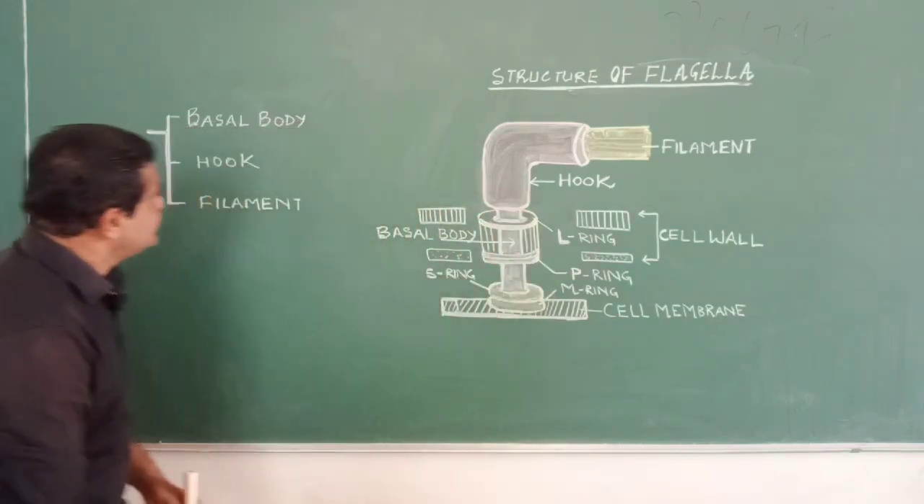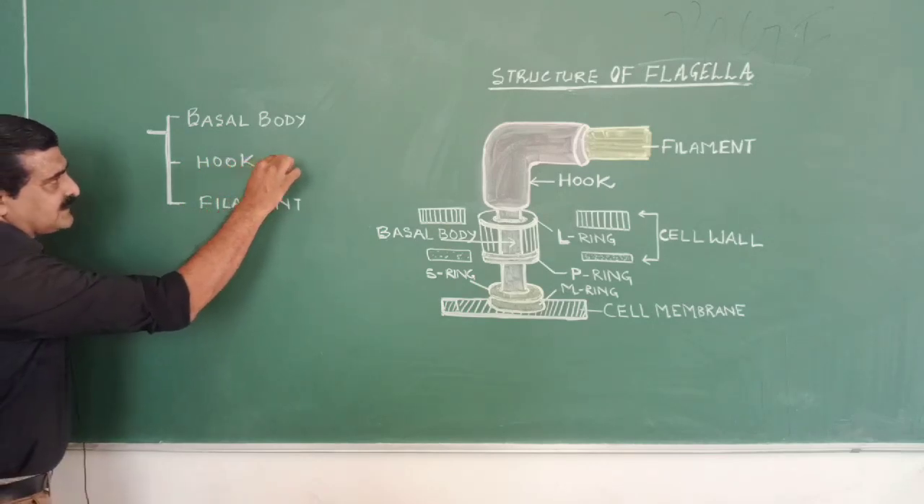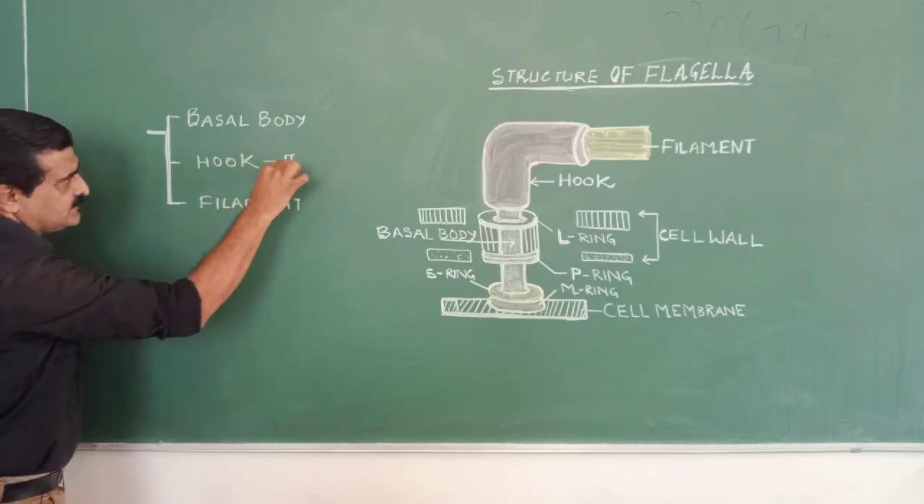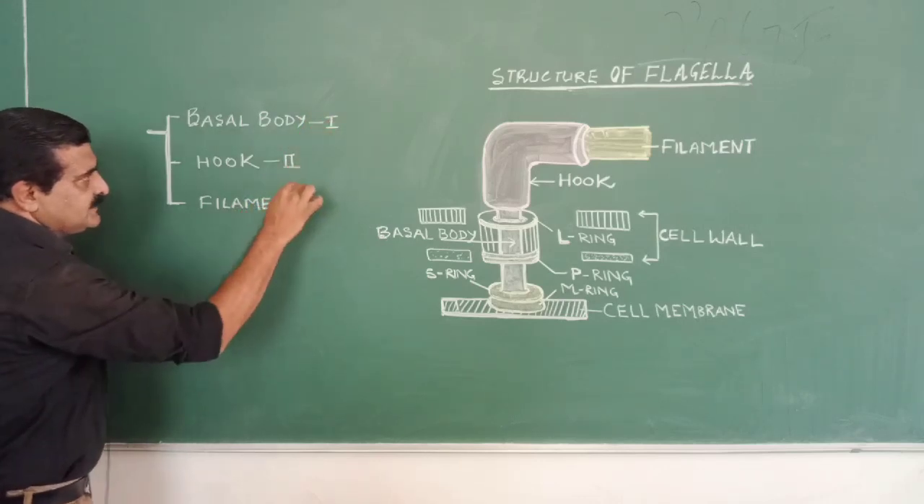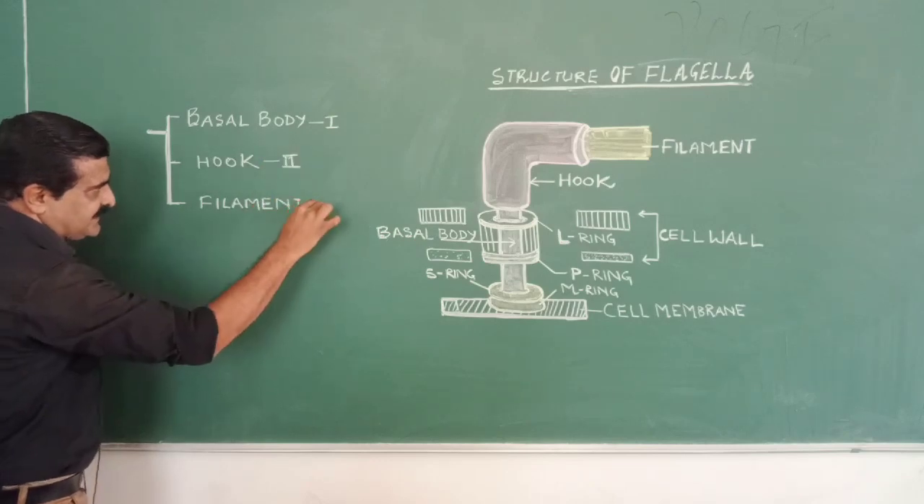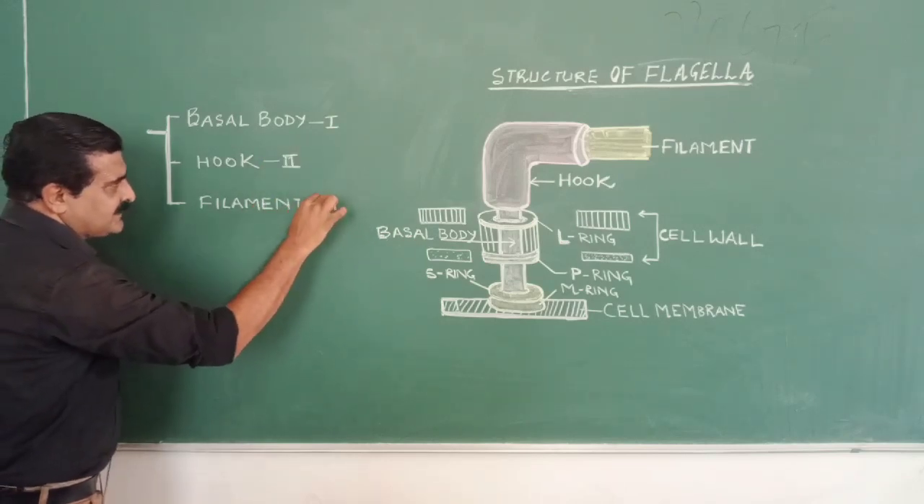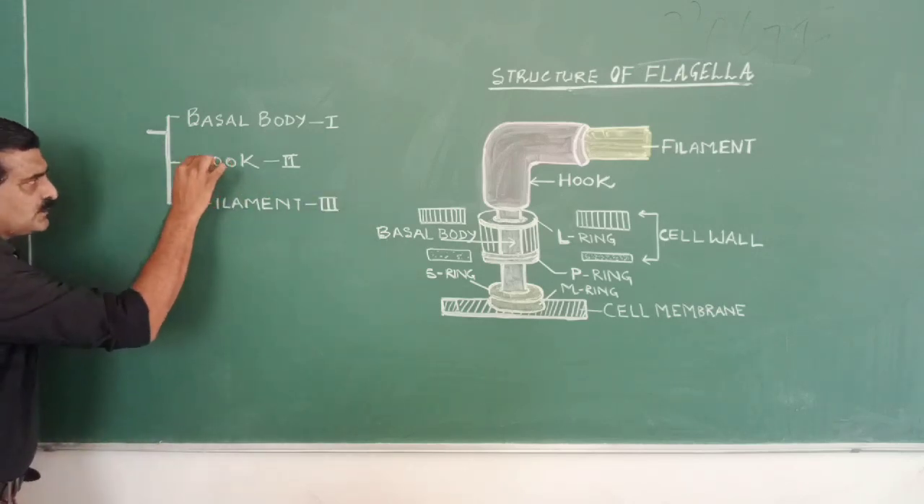Now we move towards the second part, which is known as hook. This is the first part, basal body. This is the second part, hook. बच्चों अब hook पे ध्यान देंगे. And third is the filament, which we will discuss later. Okay. Now this is the hook region.